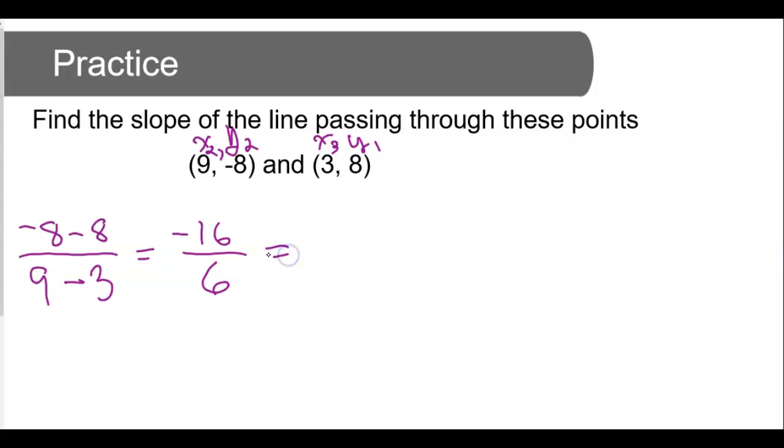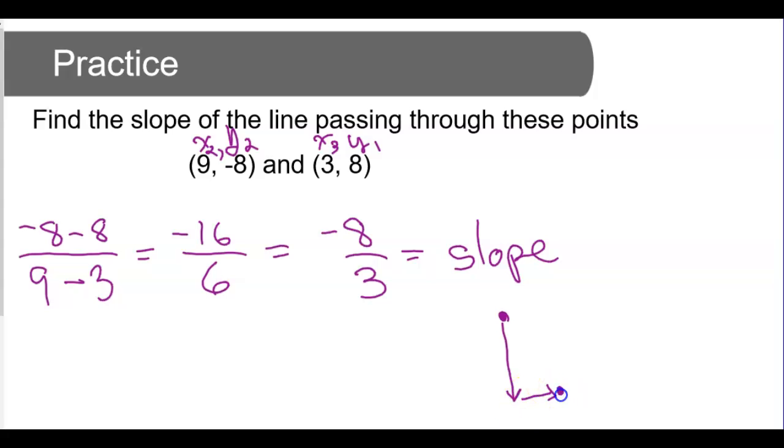I want to simplify this fraction. Negative 16 over 6, I could divide both of these by 2. Negative 8 over 3, and it is okay to leave it as an improper fraction. In fact, it's better, because now I know for this line to go from one point to the next, I'm going to go down 8, and then I'm going to go to the right 3 to get to the next point. And that's how we find slope.